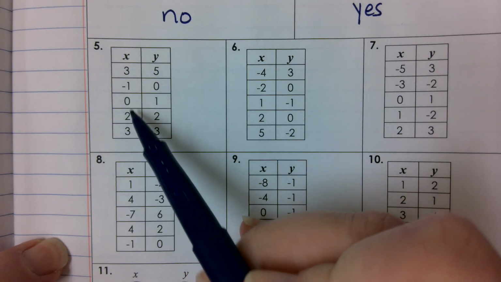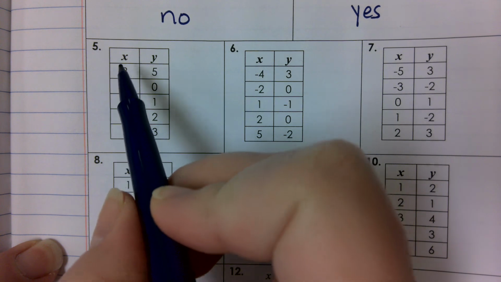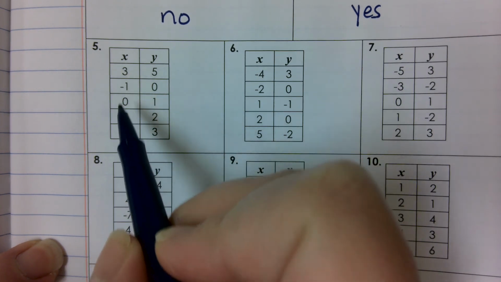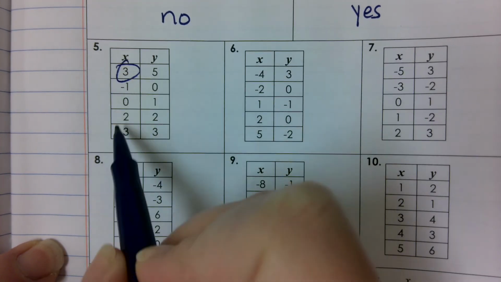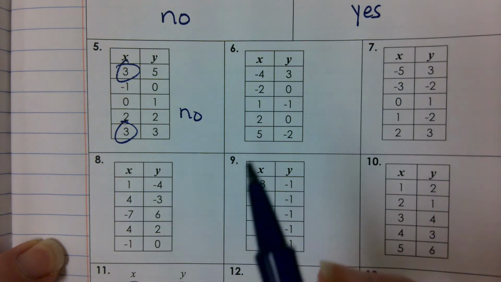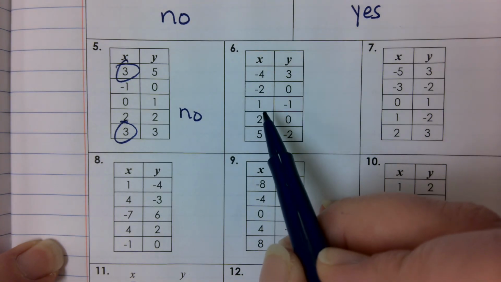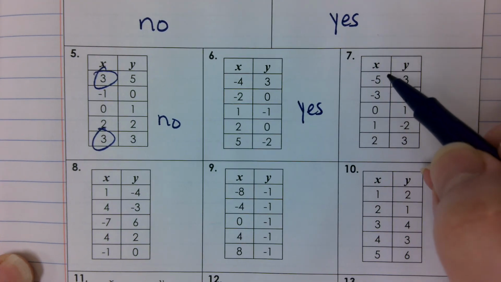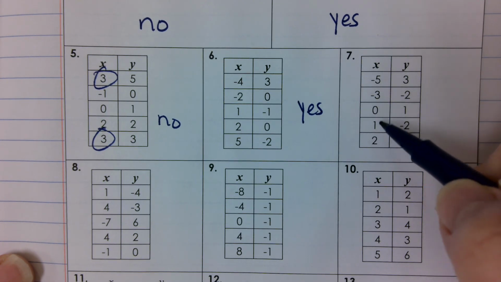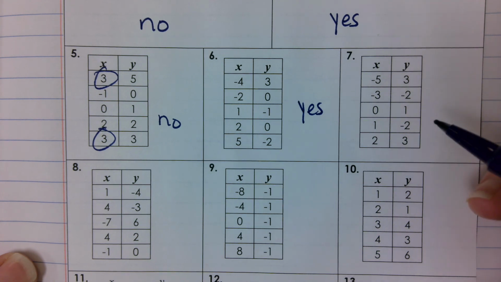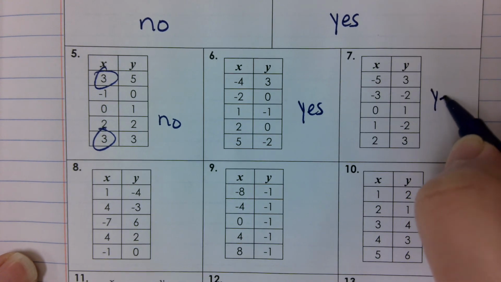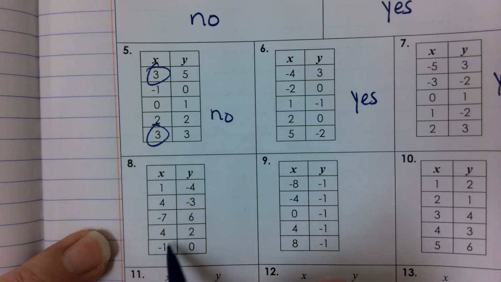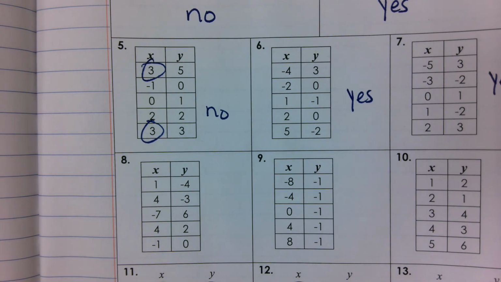Again, we're only concerned about the x's. Go down the x column. If you have a repeating x, not a function. 3, -1, 0, 2, 3, not a function. -4, -2, 1, 2, 5, yes. The x's don't repeat, that is a function. -5, -3, 0, 1, 2. Yes, it's a function. Those don't repeat. All right, I want you to try this one. Look at your x values. Is number 8 a function?